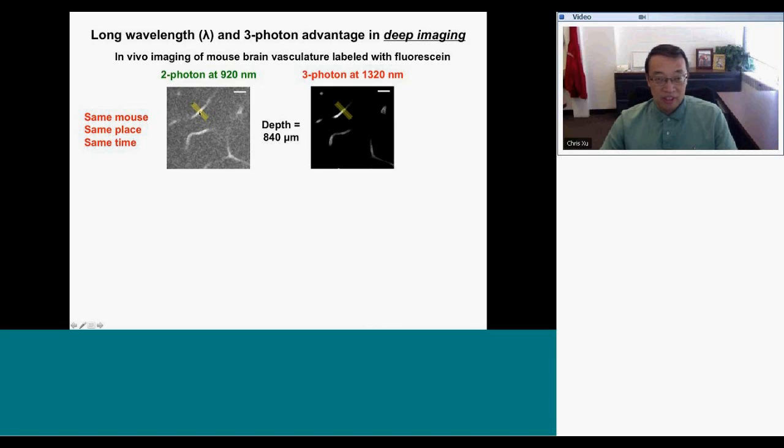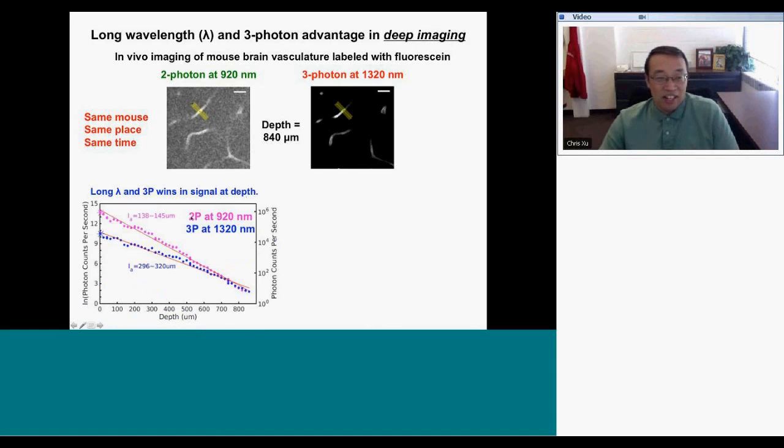And with 2 photon excitation, you can still see the blood vessel, but away from the blood vessels you still have lots of background signal. If you quantify this, if you go deep enough, long wavelength and 3 photon wins in absolute signal generation because the longer wavelength attenuates much slower. Both 2 photon excitation in purple and 3 photon excitation in blue attenuate exponentially as a function of imaging depth, but the attenuation is much slower because the wavelength is much longer. At the surface, of course, 2 photon is much brighter. But if we go deep enough, the 3 photon signal can actually be stronger than the 2 photon signal because the attenuation of long wavelength is less.